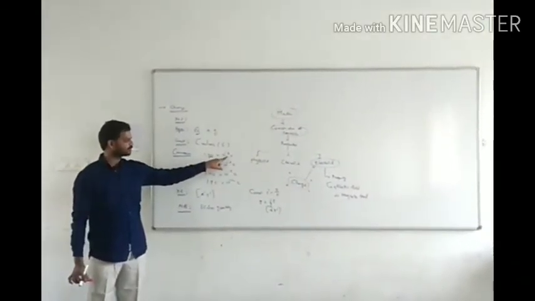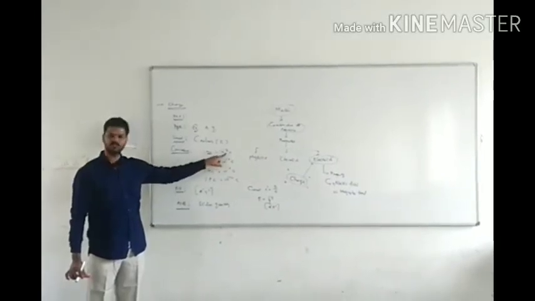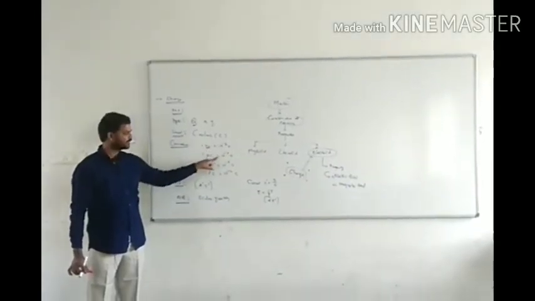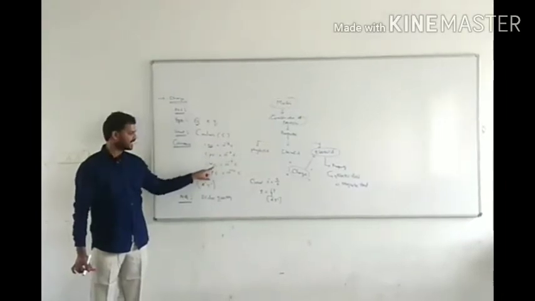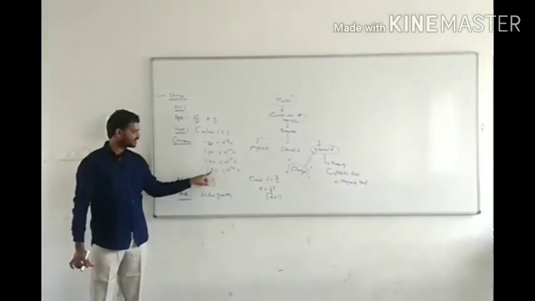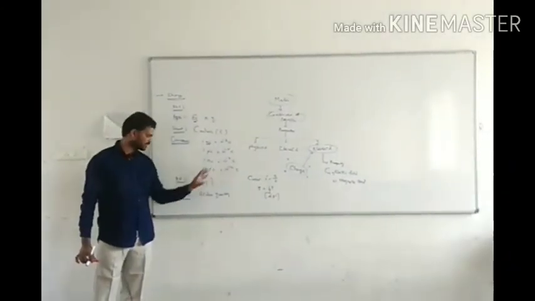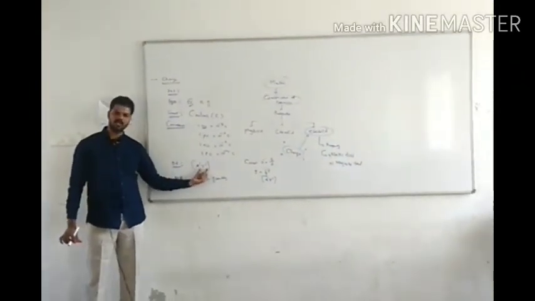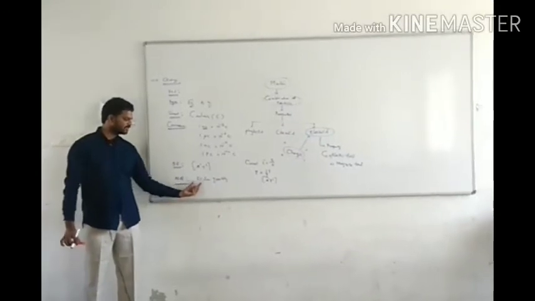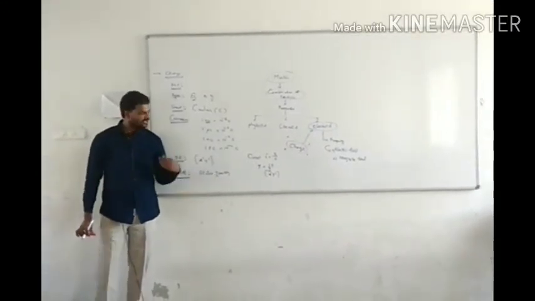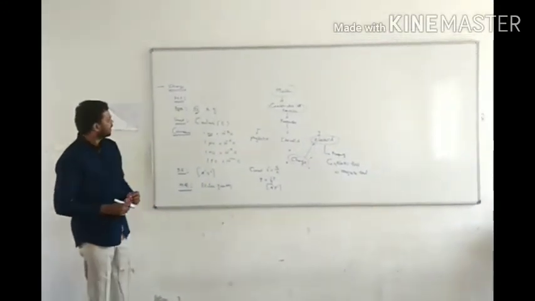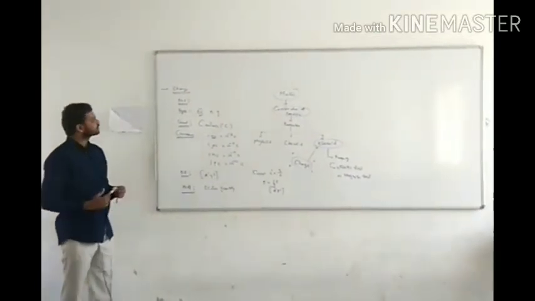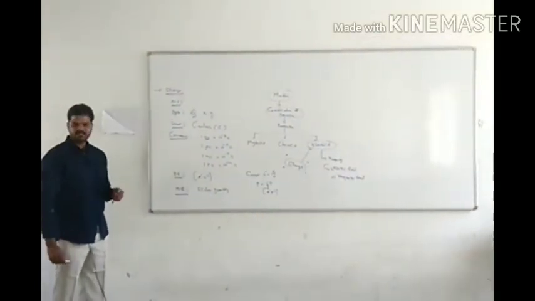1 milli is equal to 10 to the power of minus 3, 1 micro means 10 to the power of minus 6, nano means 10 to the power of minus 9, pico is 10 to the power of minus 12. And what is the dimension formula for this? A power 1, T power 1. And what is the nature of quantity? It is a scalar quantity.